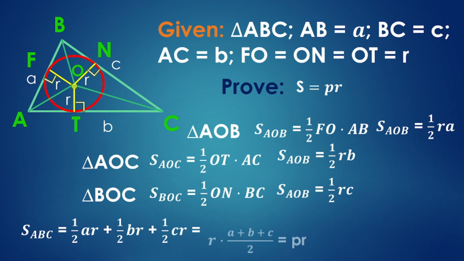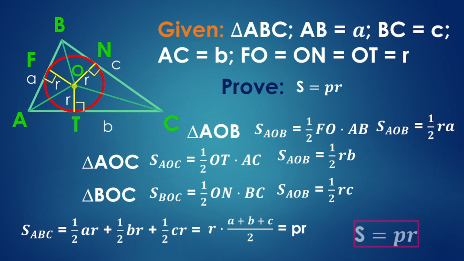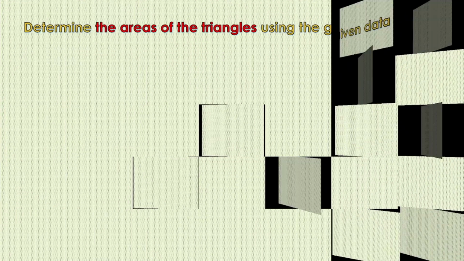Now we add all these areas, we will take out the brackets R, and we know that if we add all the sides of the triangle and divide them by 2, then this will be the semiperimeter. So we got the formula for finding the area of a triangle when we are given its semiperimeter and the radius of the circle inscribed in this triangle. We finally move to our problems.